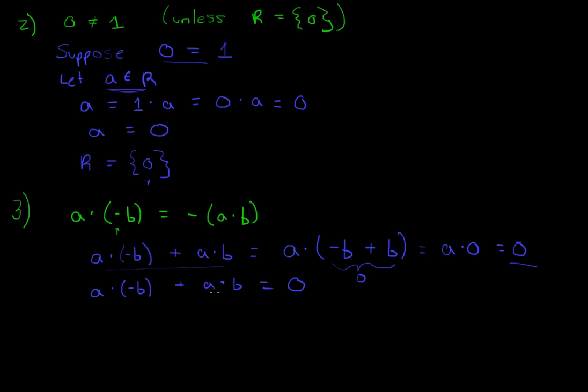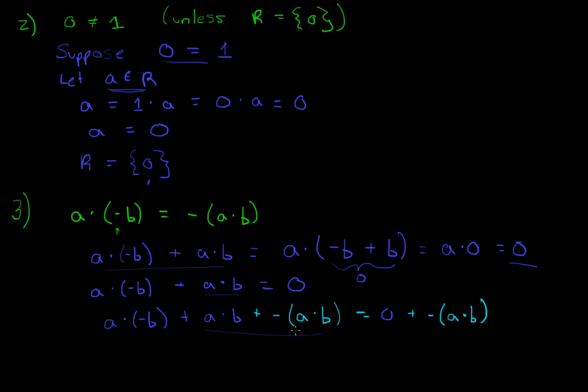Now, we can add the additive inverse for a times b to both sides of this, and that will give us what we want. A times negative b plus a times b plus the additive inverse for a times b is equal to 0, that's this 0, plus the additive inverse for a times b. All I've done is add the additive inverse for a times b to both sides of this. So let's see where that gets us.